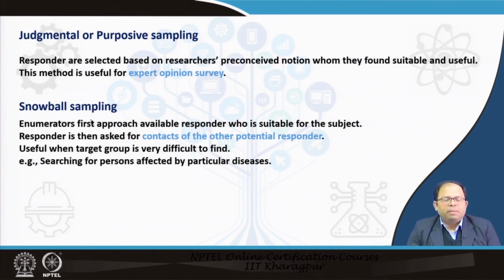And finally, we have snowball sampling, where enumerators first approach an available responder who is suitable for the particular study, and then once the survey is completed, the responder is asked for contacts of other potential responders. This may seem odd, but it is very useful when the target group is very difficult to find. For example, for people suffering from a particular disease, I may get the first few people, and then ask them if they know other people with similar diseases, from doctor's appointments and support groups.